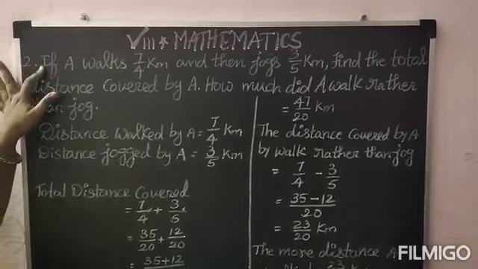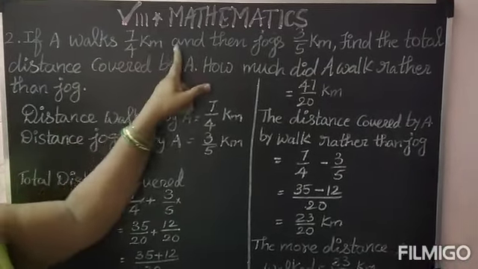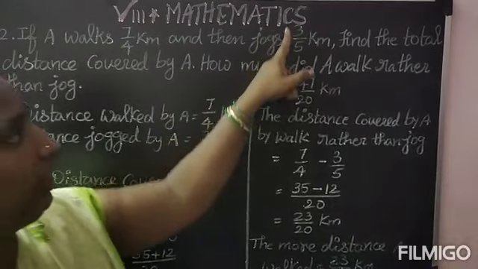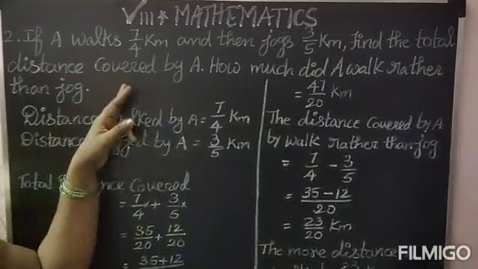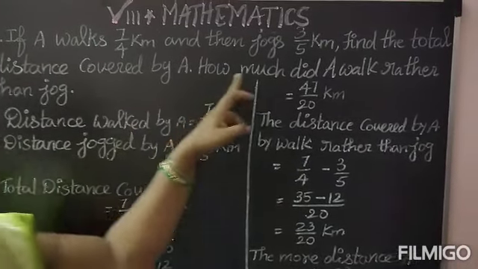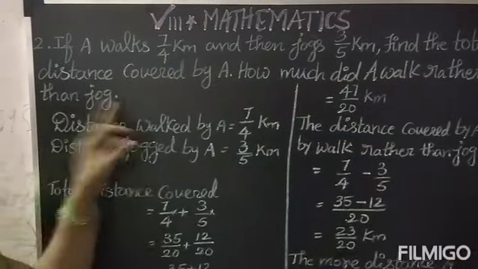Second one: if A walks 7 by 4 kilometer and then jogs 3 by 5 kilometer, find the total distance covered by A. How much did A walk rather than jog?